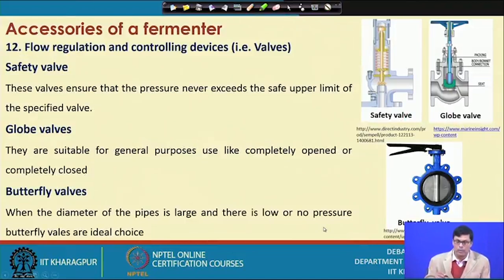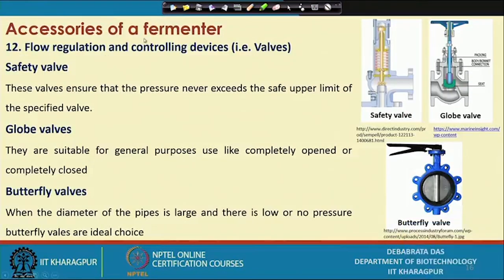Now, if you look at flow regulation and control, we have the safety valve. I told you the safety valve is located at the top of the fermenter. If pressure builds up somehow, before it causes any damage the safety valve will blow so that the air goes out, and damage can be avoided. We also have the globe valve, the butterfly valve, and different types of valves.